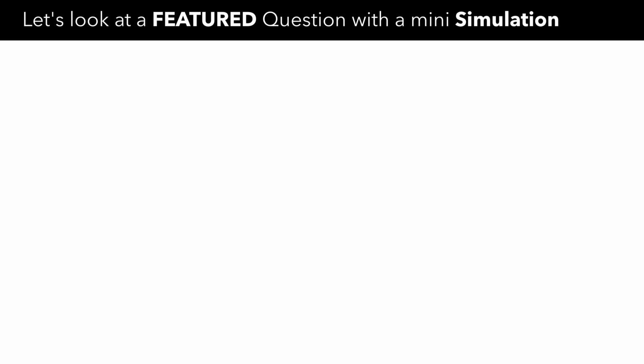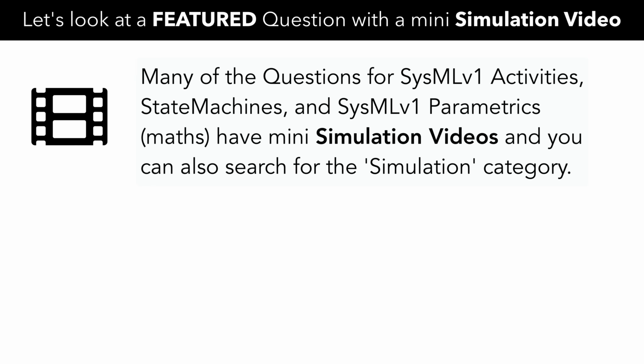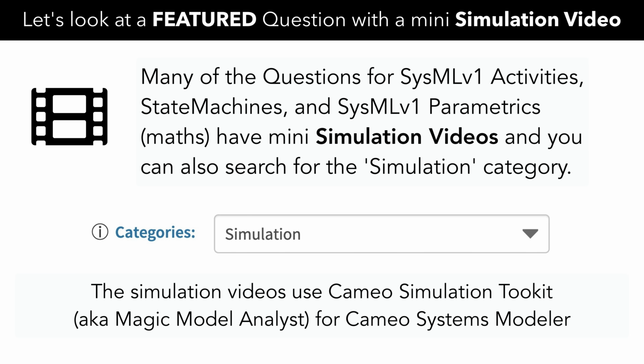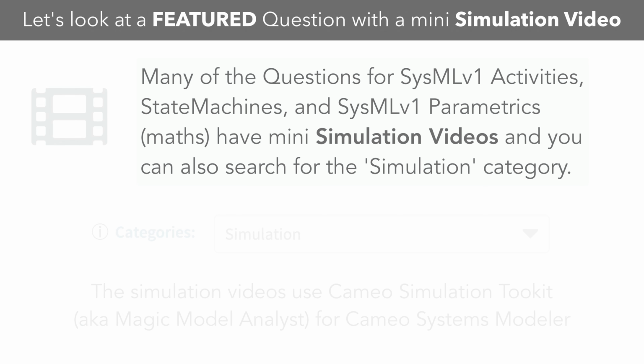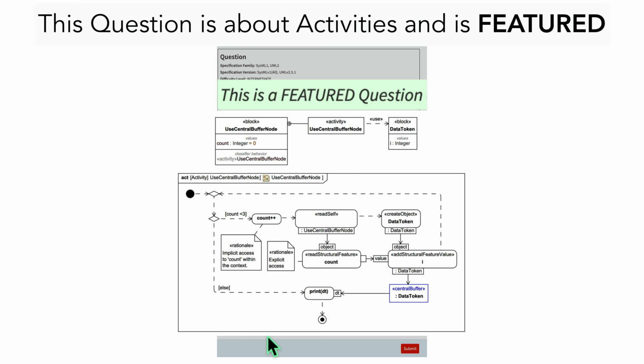Let's look at a featured question with a mini simulation video. Many of the questions for SysMLv1 activities, state machines, and SysMLv1 parametrics have mini simulation videos, and you can also search for the simulation category. The simulation videos use Cameo Simulation Toolkit, also known as Magic Model Analyst, the Cameo Systems Modeler. This question is about activities and is featured.